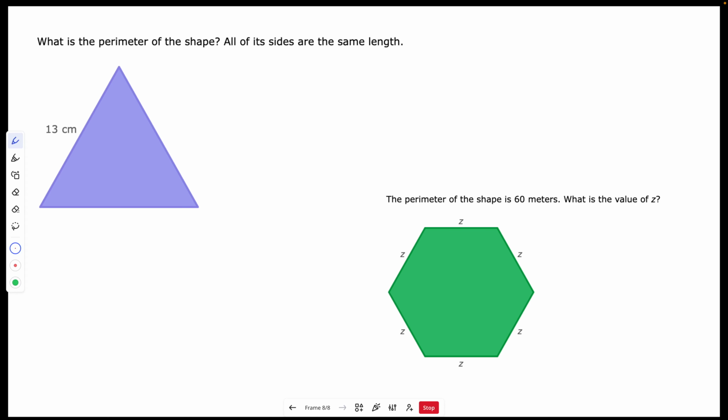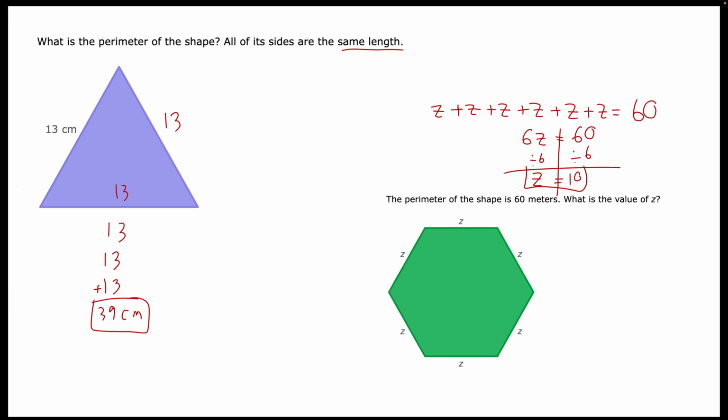Okay, now they've had time to work these problems. Let's check your solutions. For the first problem, they told you in the instructions that all the sides are the same length. So 13 plus 13 plus 13 gives you 39 centimeters. And for the second problem, you should have gotten z equals 10, and here's the work if you want to check your answer.